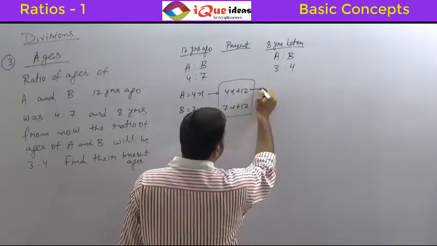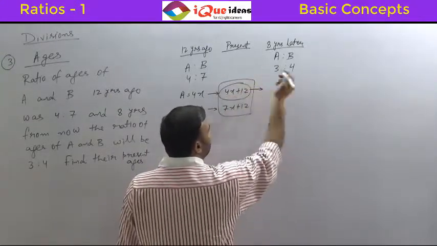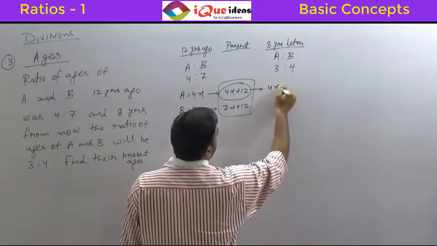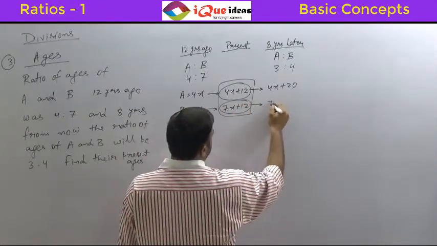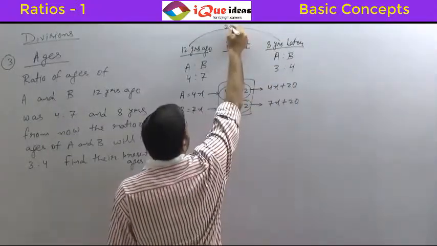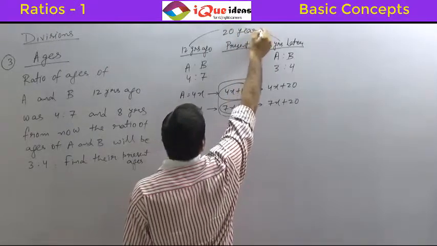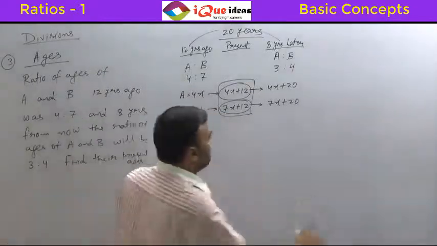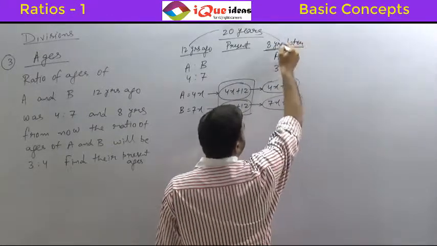Then further 8 years, after 8 years what will happen? This age further will increase by 8. So age of A should become 4x plus 12 plus 8, so that is 4x plus 20. And age of B should become 7x plus 12 plus 8, that is 7x plus 20. Or you can see directly from here to here there is a total gap of 20 years. Okay, so 4x plus 20, 7x plus 20. So these are the ages of A and B 8 years later. And there the ratio given is 3:4.